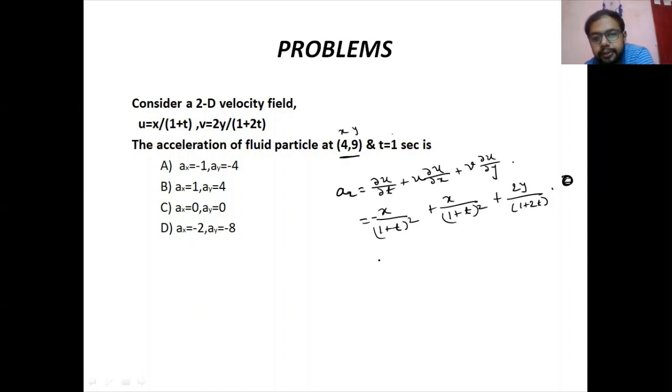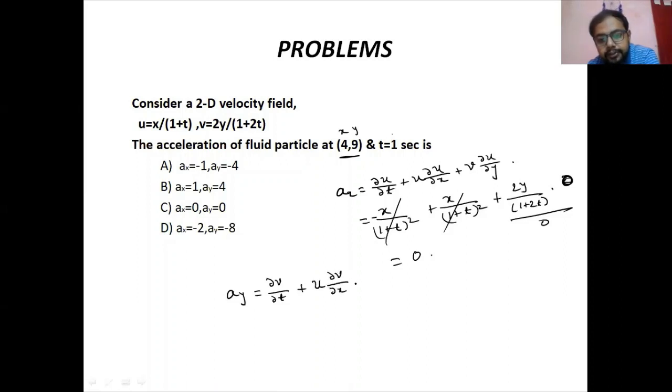du/dy is 0, so this term becomes 0. This term will cancel each other, so it becomes 0. So ax is 0. In the same way, if you go for ay, dv/dt plus u dv/dx plus v dv/dy, already 0 is here, so the answer must be C.